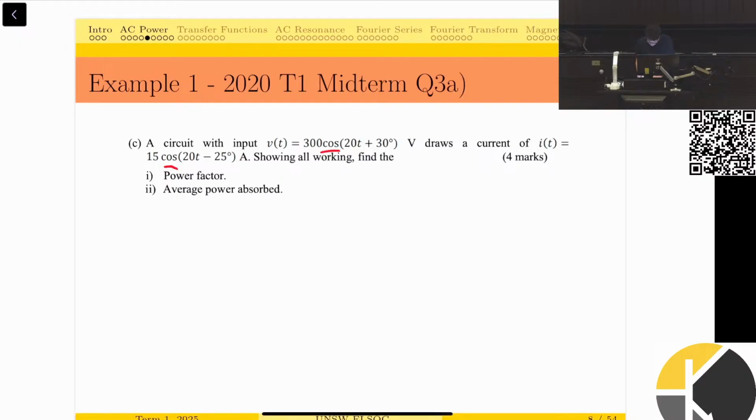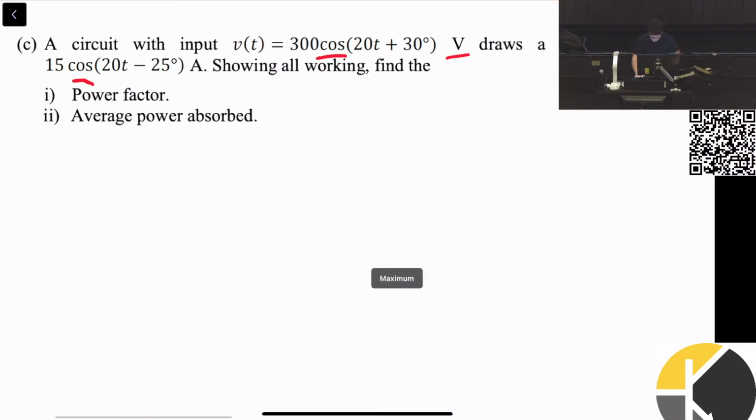And they also give me in units of volts. No, volts RMS. You should be very careful. You should always check if there's an RMS or not. You'll see it later in the crash course.